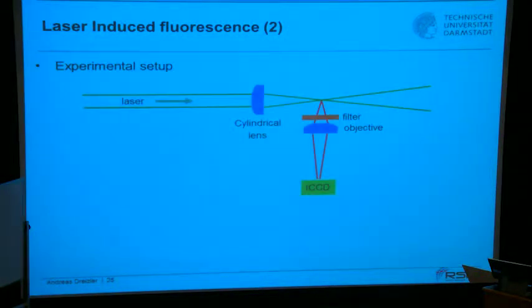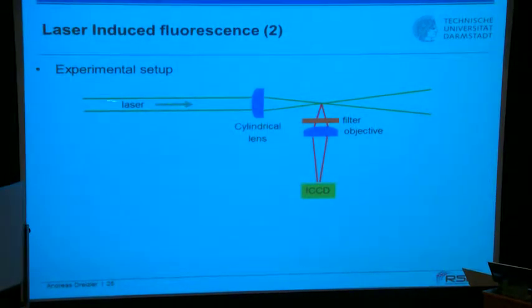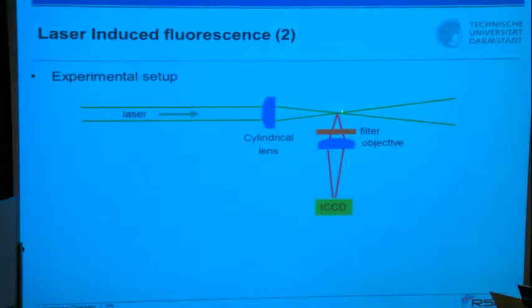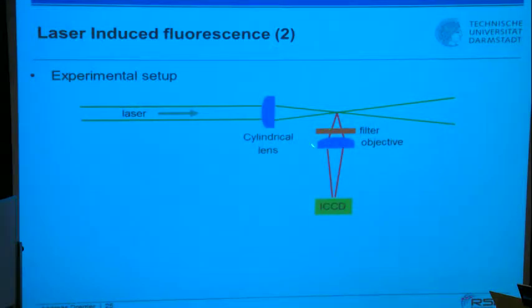Okay, the setup is shown here. You have here your tunable laser. You excite the molecules in this region of interest over here, and typically using a filter and an imaging system, you then record it with a CCD camera, or with a photomultiplier if it's pointwise. If you make a light sheet over here, you can do it in a plane as well.